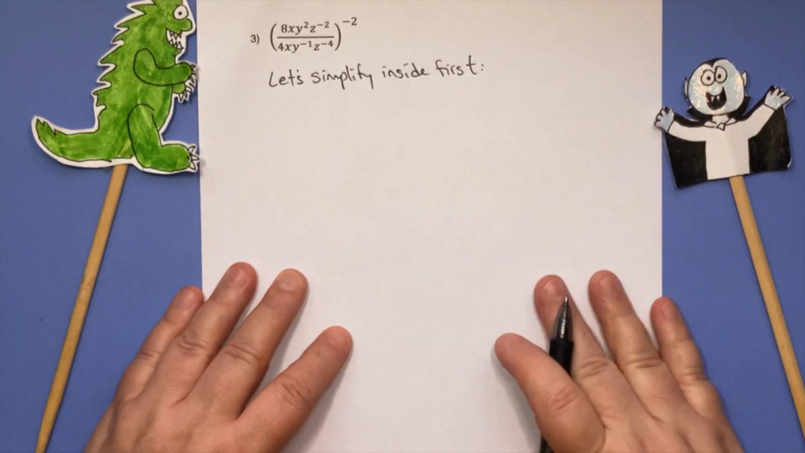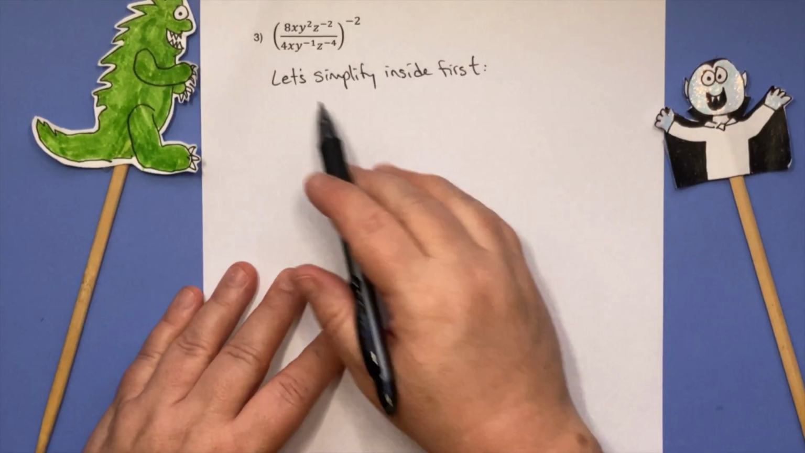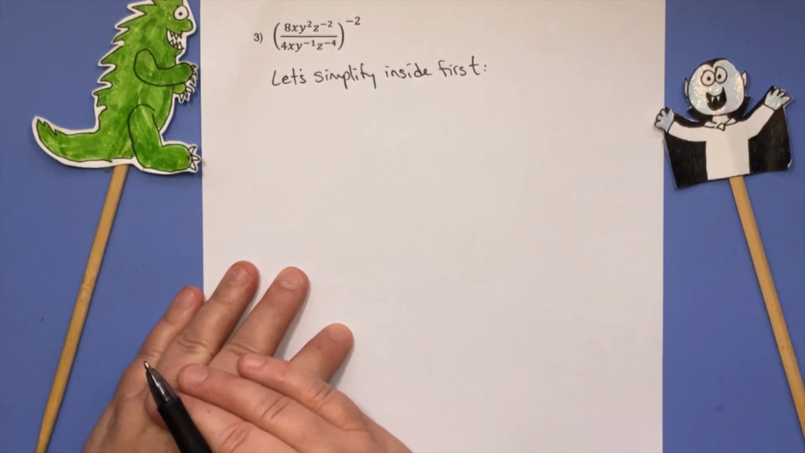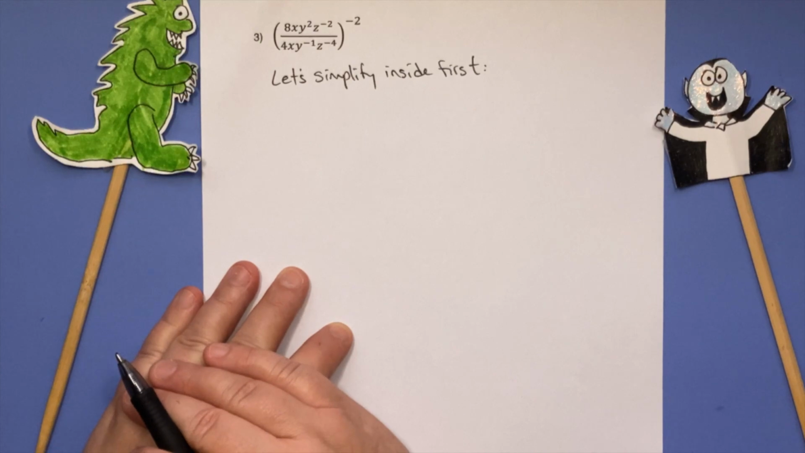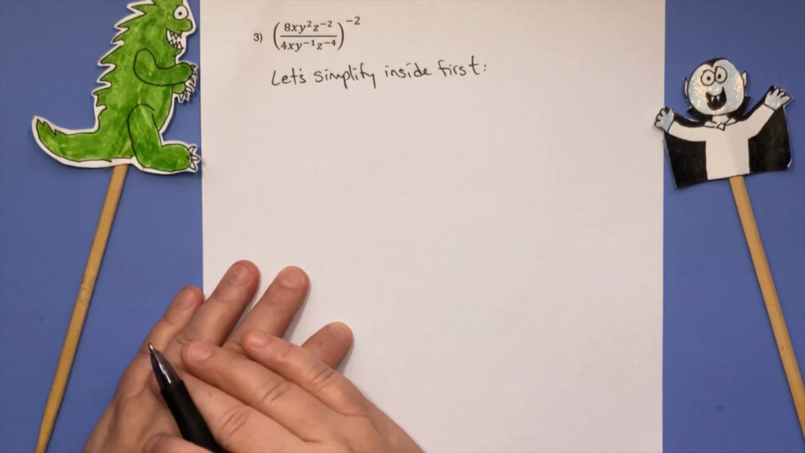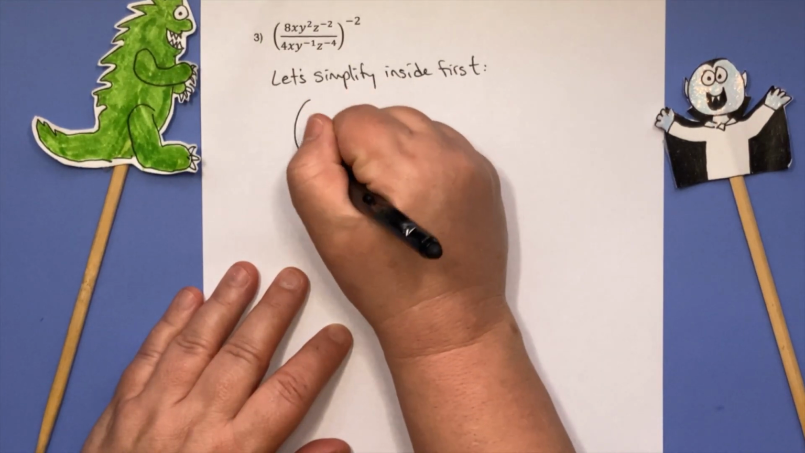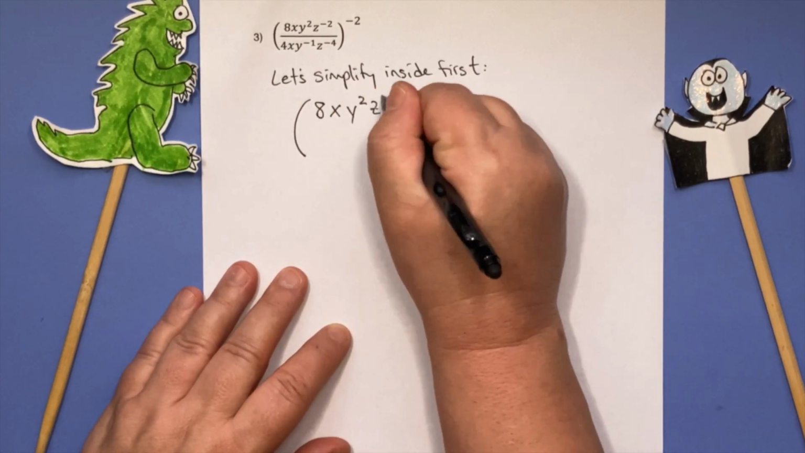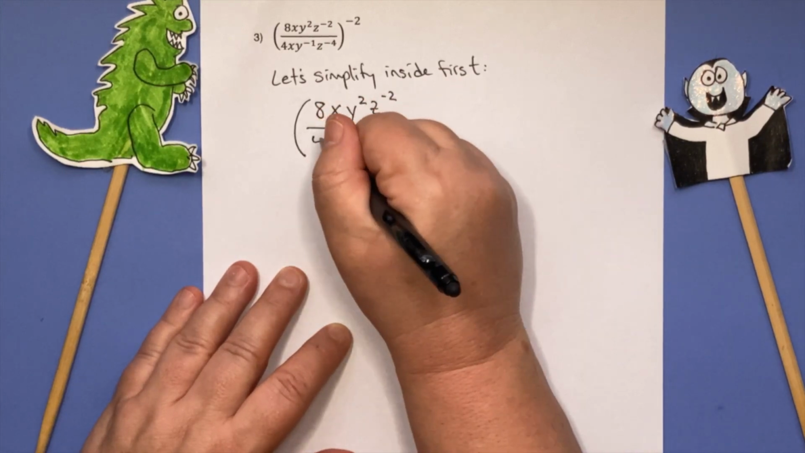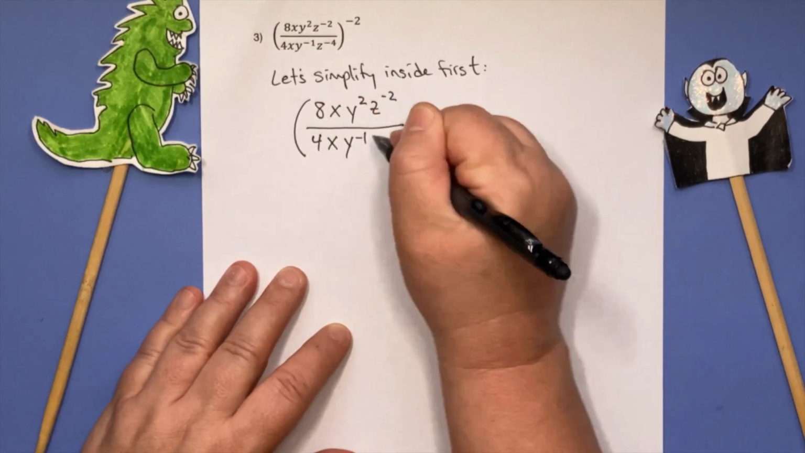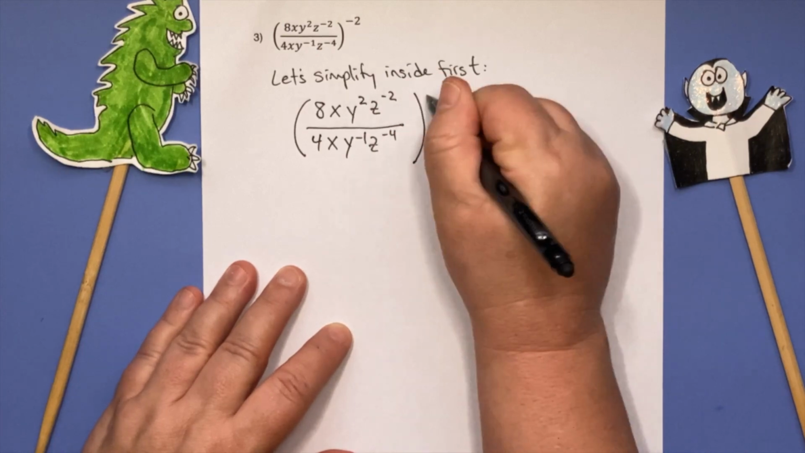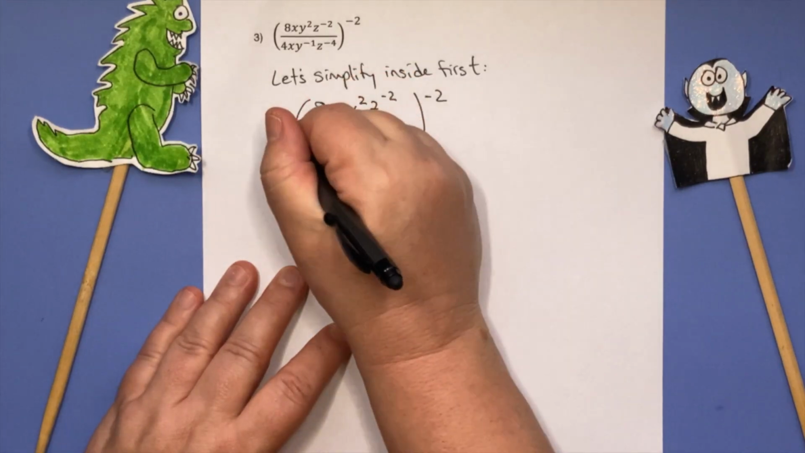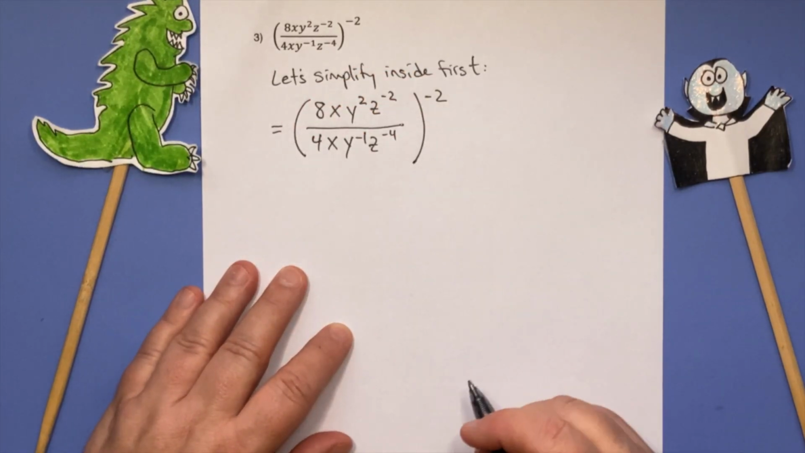Now, if you're taking notes, you might want to make a note that I'm saying, you know what? You could just give everybody the -2. That would be fine. But I want to go ahead and simplify inside first for myself, just to see how it goes. So I'm going to look at 8x y squared c to the -2 all over 4x y to the -1 c to the -4. And I know there's a -2 outside. I'm just going to leave it there. It'll be fine.